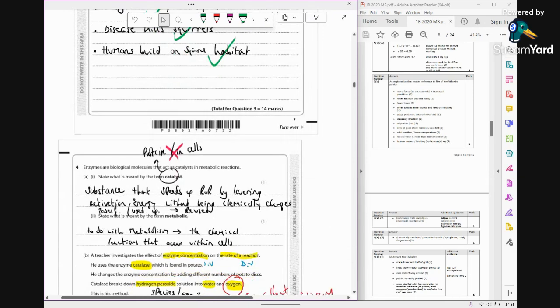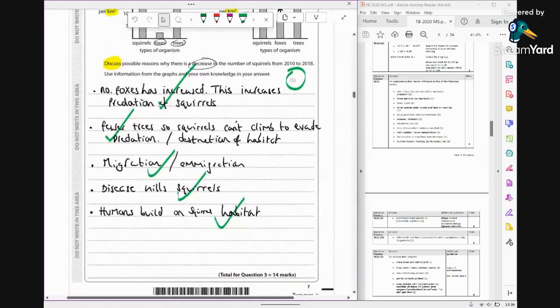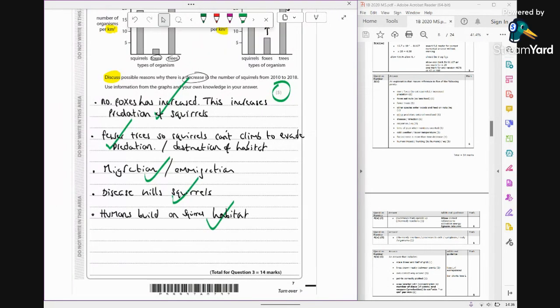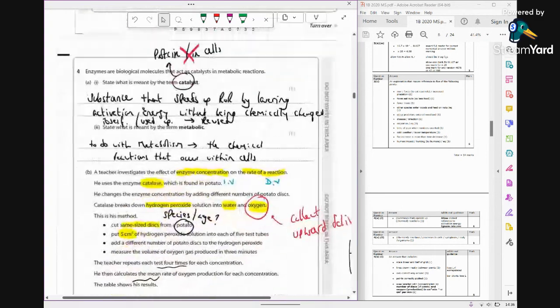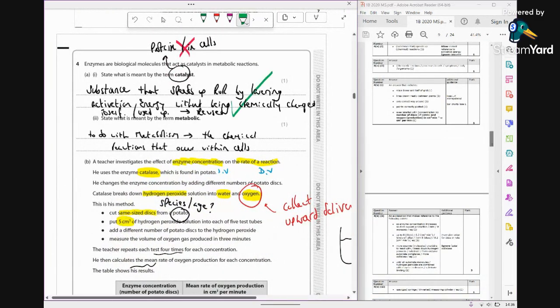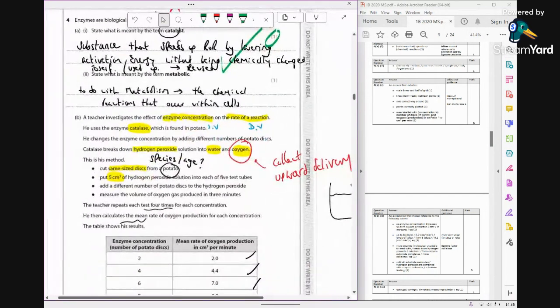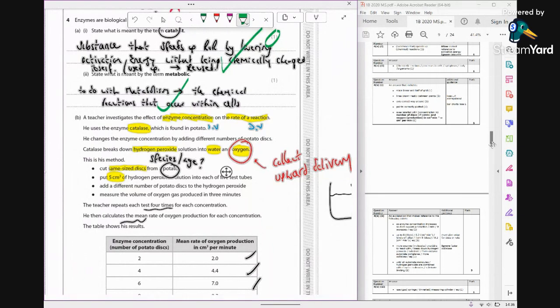A very common question, this, by the way, is to discuss reasons why population numbers change. It's all about disease, migration, human impact, deforestation, that kind of thing, as well as predation. Right, number 4, substance that speeds up chemical reactions. Oh, okay, that was easy. I gave quite a long answer to that, but never mind. Metabolic reactions are chemical reactions that occur within cells. Yeah.